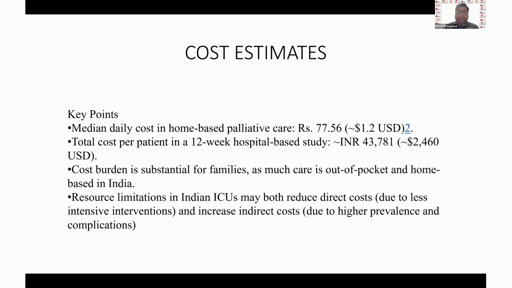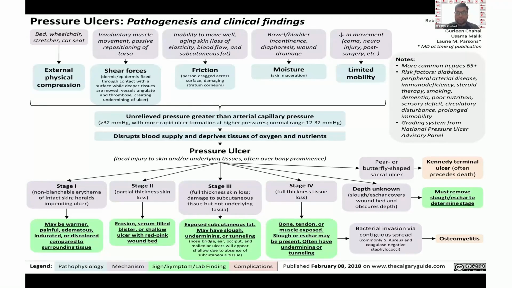So the key point is that the mean daily cost in home-based palliative care is 77 rupees. The total cost per patient in 12 weeks in hospital-based studies is 43,000, and the cost burden is substantial for families as much care is out of pocket and home-based in India. Resource limitation in Indian ICUs may both reduce the direct cost due to loss of intensive interventions and increase indirect cost. This is the pathogenesis of a pressure ulcer.